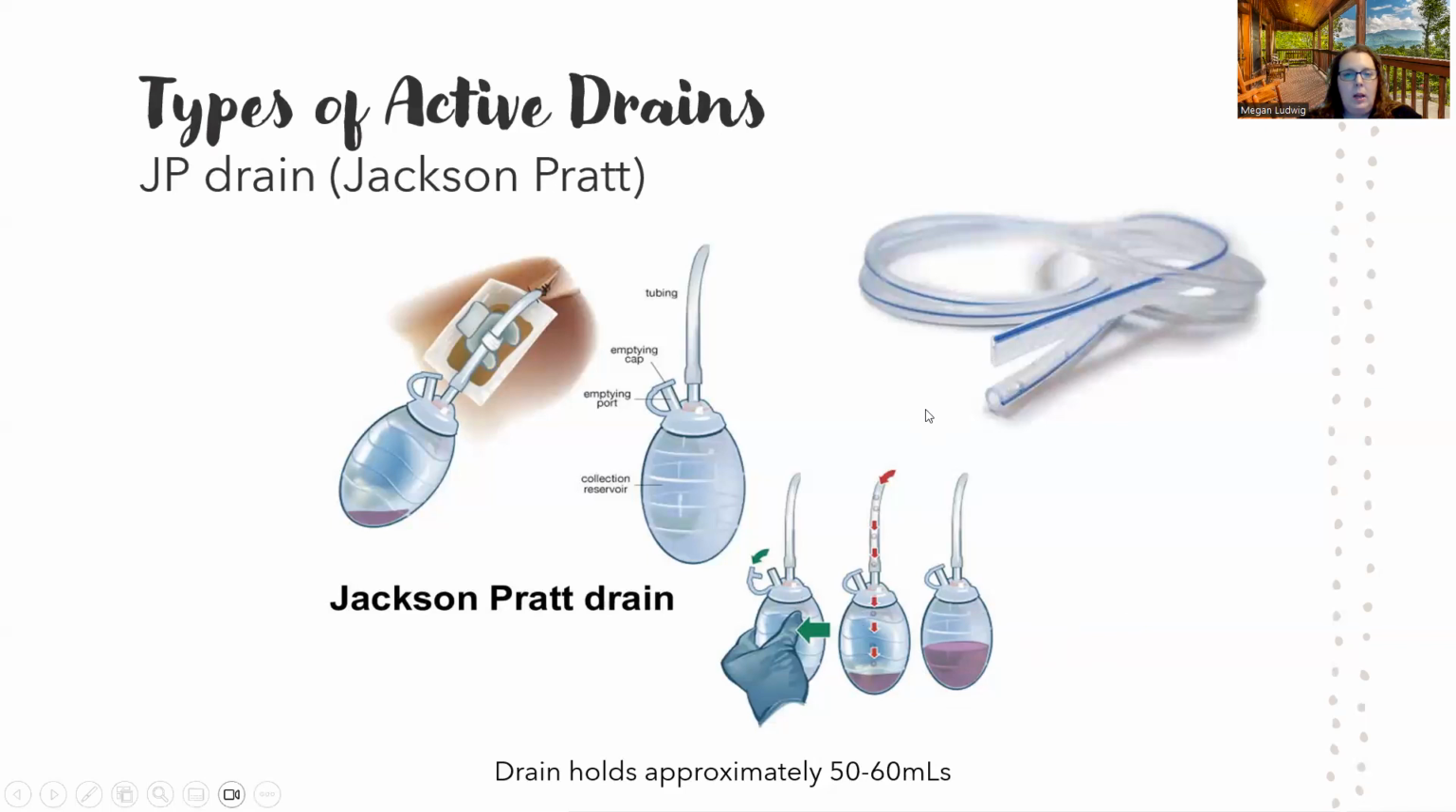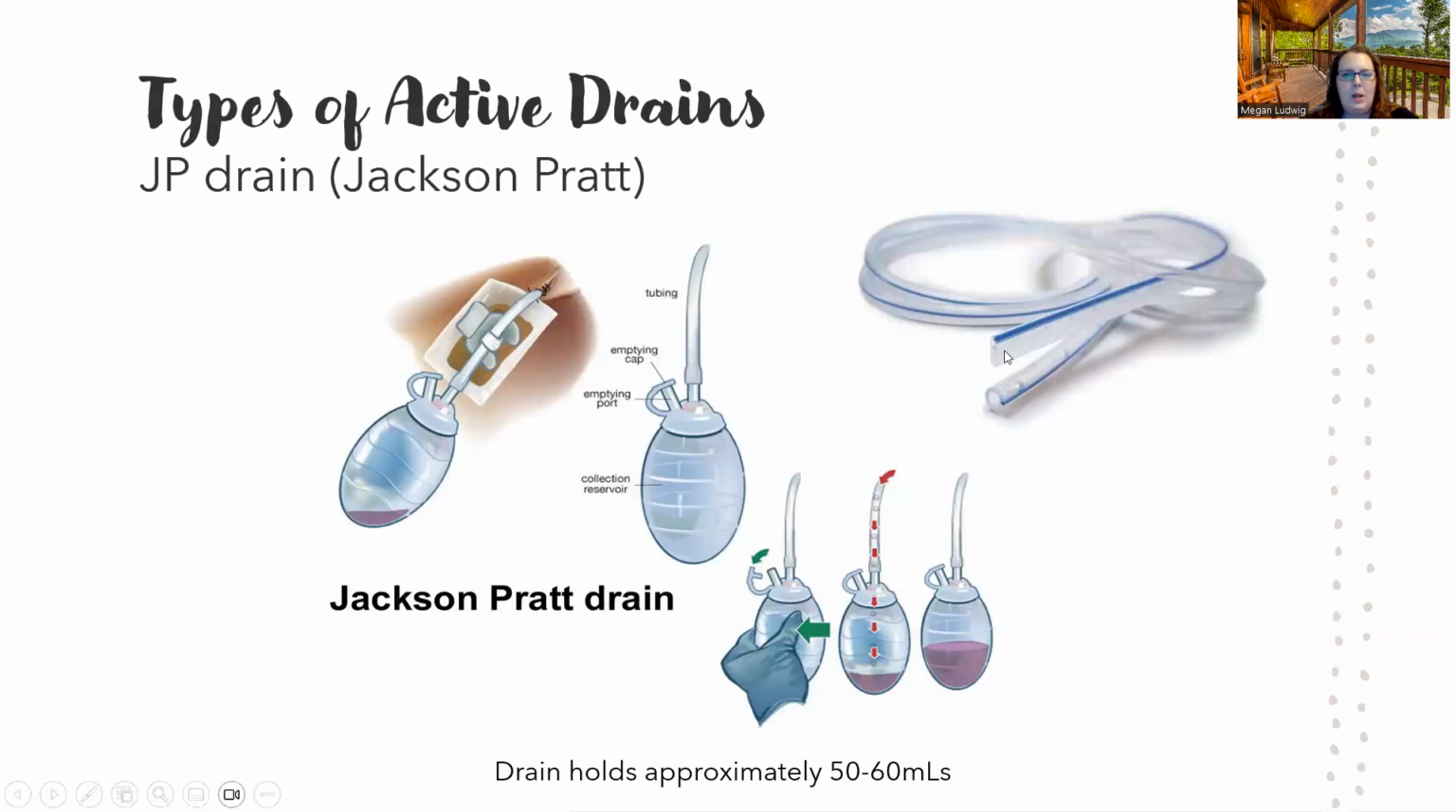Okay. And this second picture here just shows you the two different types of JP drains. They can be flat or they can be round. So always verify with your surgeon what they prefer, a flat JP or a round. They do come in different sizes, like a 7 French. So always double check your sizes.